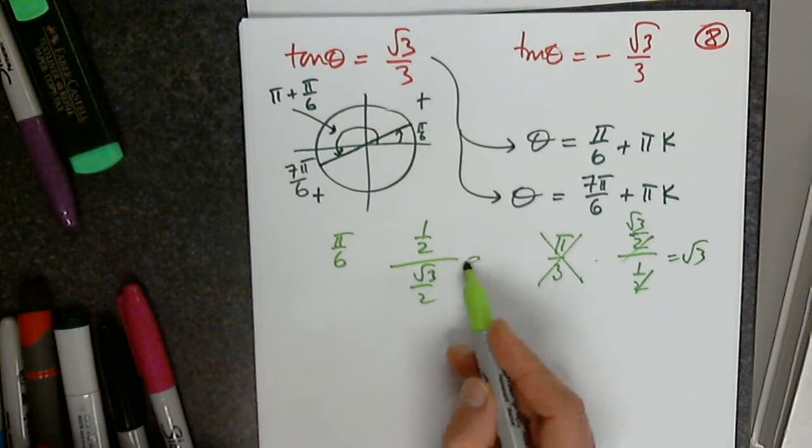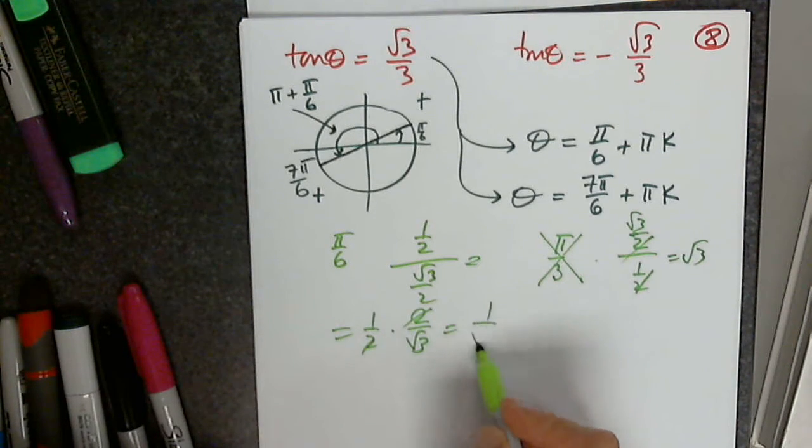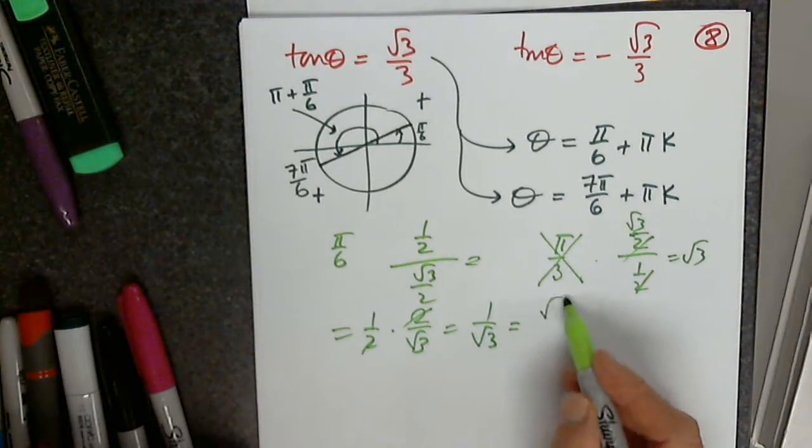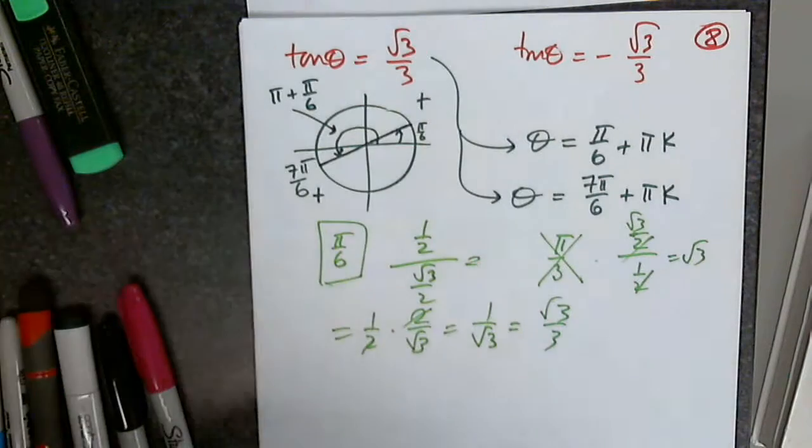When I flip this, I get 1/2 times 2 over the square root of 3, and I get 1 over the square root of 3. And I know that this is the square root of 3 over 3. So that's why we have to go with pi over 6.